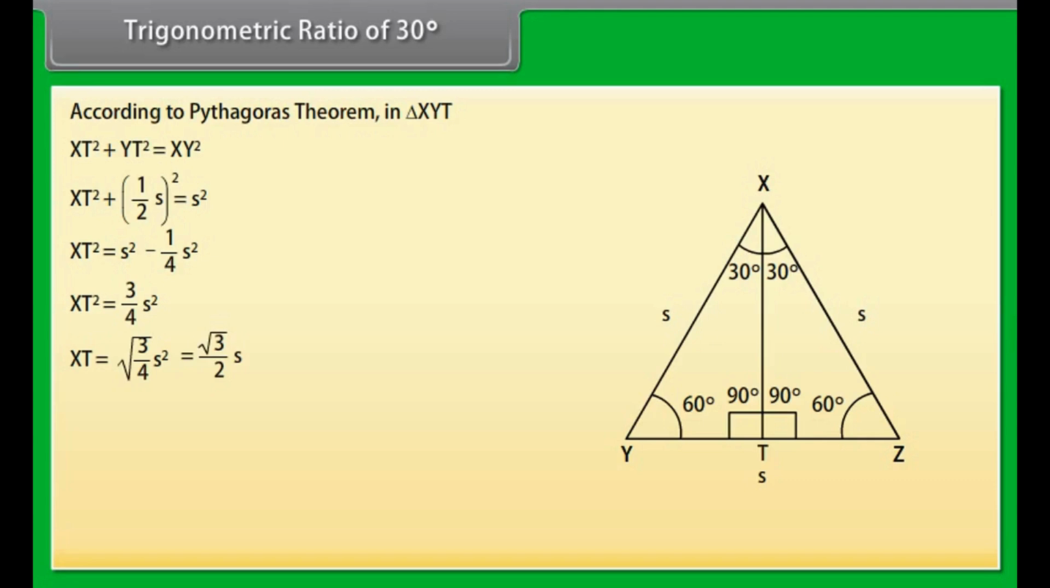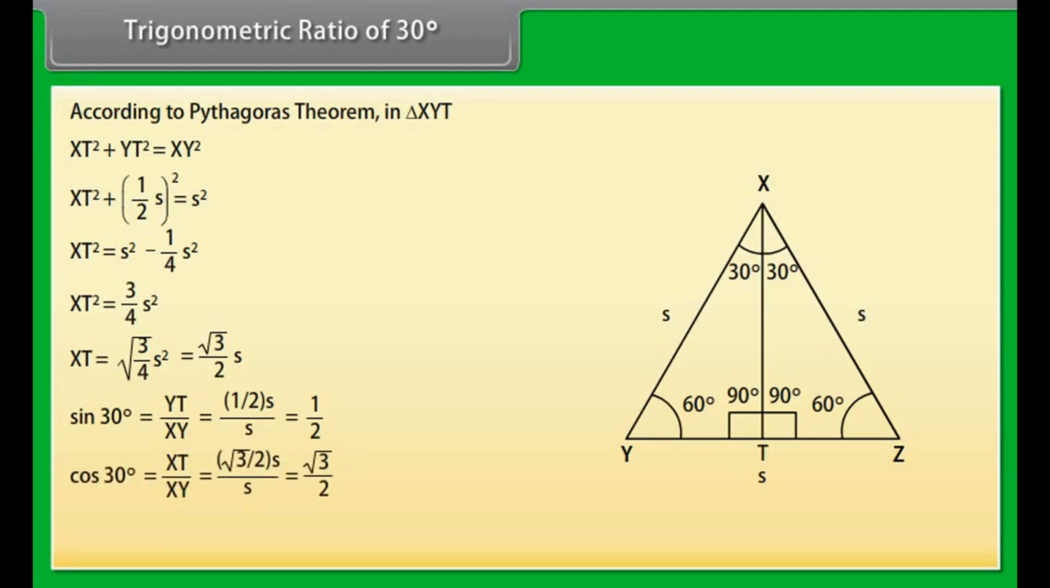Sin 30 degree is equal to YT upon XY, which equals 1 upon 2S upon S, which is equal to 1 upon 2. Cos 30 degree is equal to XT upon XY, which equals square root 3 upon 2S upon S, which equals square root 3 upon 2. Tan 30 degree is equal to YT upon XT, which equals 1 upon 2S upon square root 3 upon 2S, which equals 1 upon square root 3.